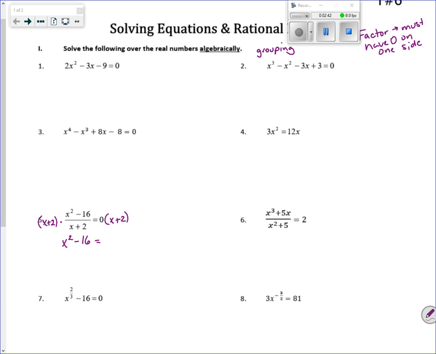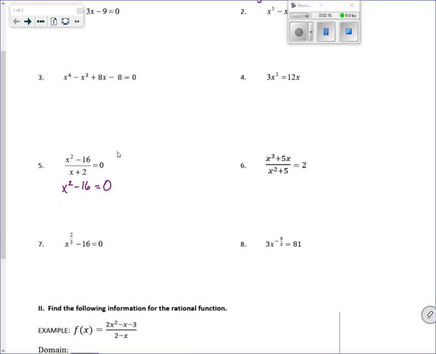Now what do I have on the right? Well, 0 times anything is still 0. So I'm just solving that, which should make sense. In a sense, that should make sense to you, because if I look at the original problem, in order for a fraction to be 0, the numerator would have to be 0. So that would make sense. Now, when you do that on number 6 and get rid of that denominator, you are not going to get 0 on one side. You're going to get something else. You have to move everything to one side, factor, and go from there. So that's my hint on that one.